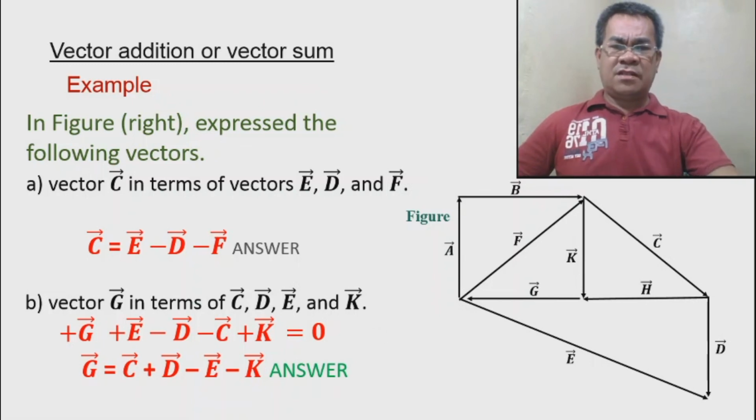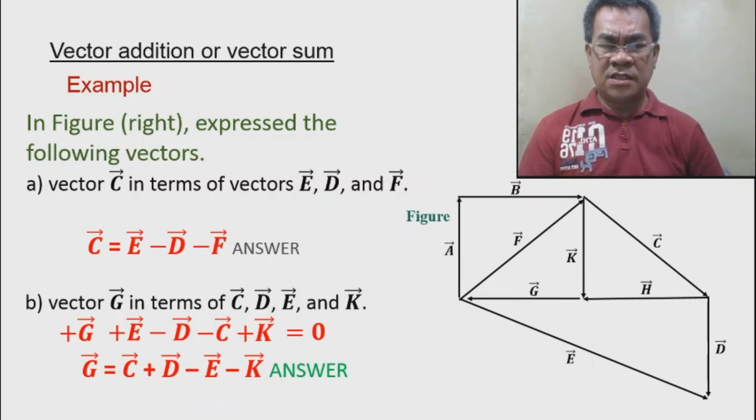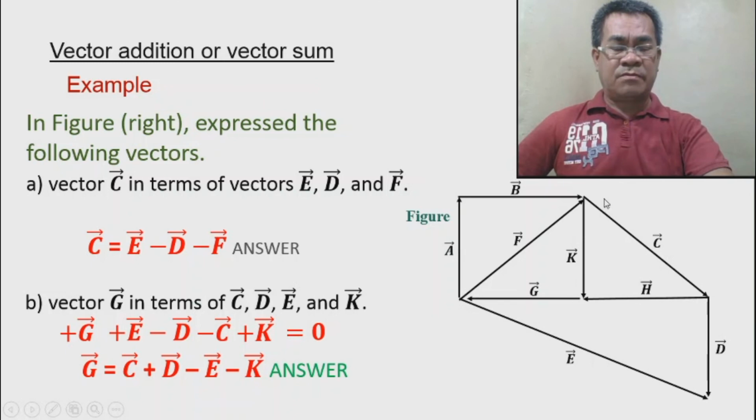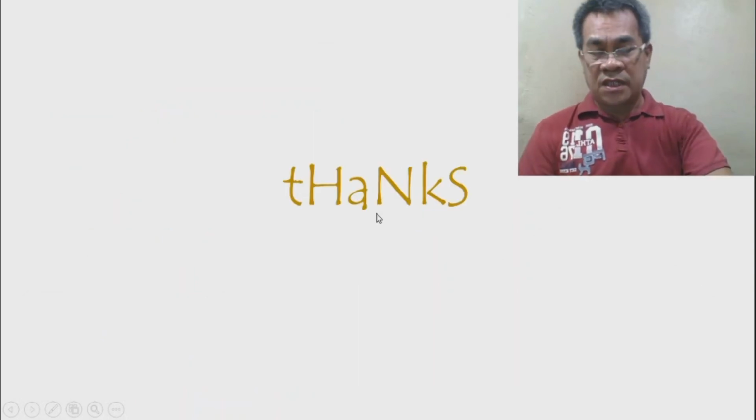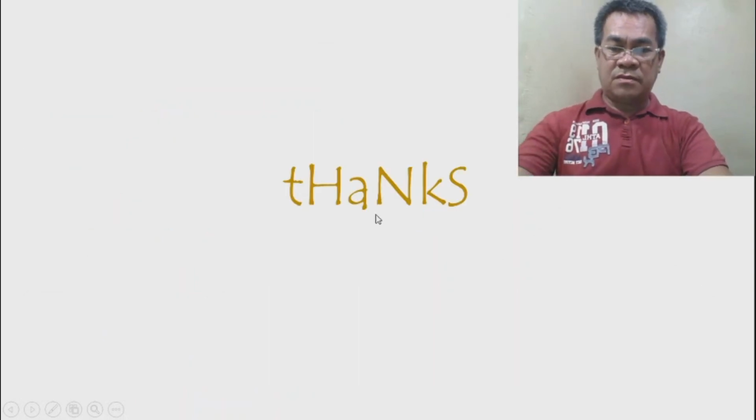So these are very important principles, especially if we are analyzing vectors. Use the principle of a polygon of vectors, because the sum should be 0. Okay, so thank you. See you in the next video.